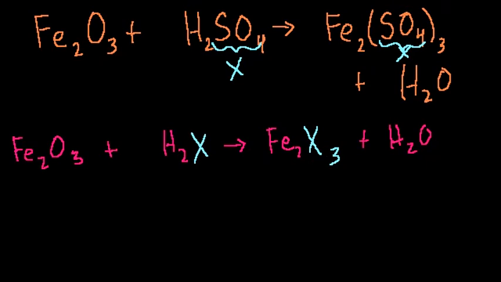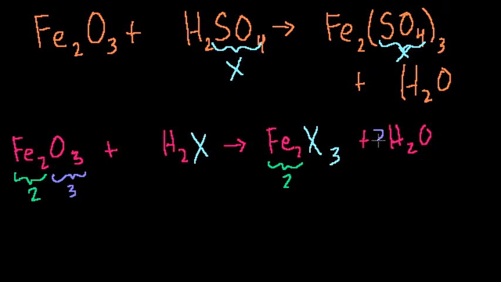So let's see. On the left-hand side, how many irons do we have? We have 2 irons here, and we have 2 irons there. So the irons look balanced at first glance. Let's deal with the oxygens. We have 3 oxygens here, and we only have 1 oxygen here. And remember, there were some oxygens in this X group, but the sulfate group stayed together, so we can just treat those separately. So we want to have 3 oxygens on the right-hand side as well.